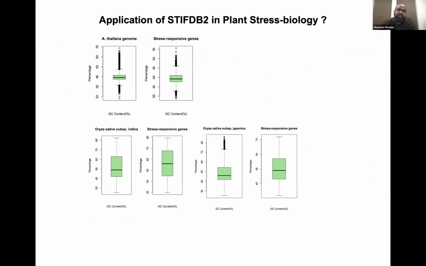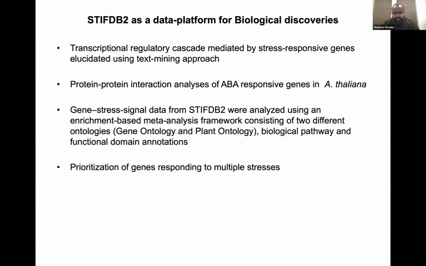And then what is the value of this data that we have collected over time? As you can see here, we not only looked at the stress regulatory aspect, but we also looked at the GC content of these stress genes, and we found some difference between them. So like that, we had some fundamental shift in the way we were looking at plant stress biology as well.